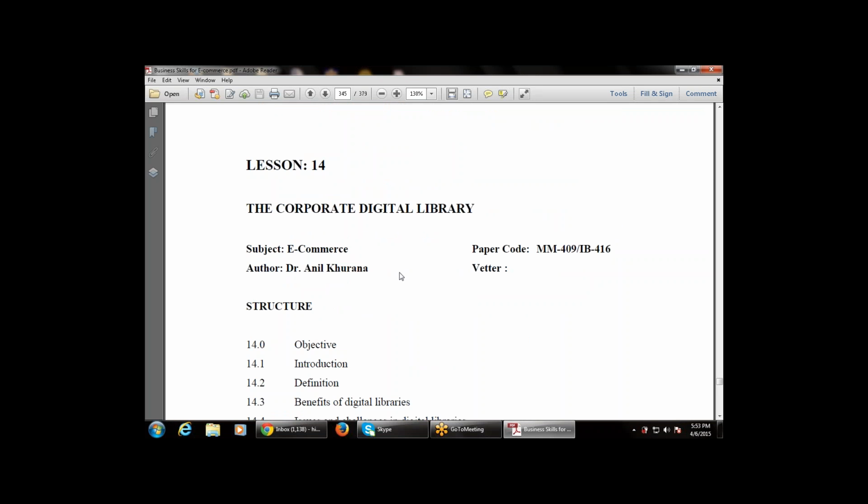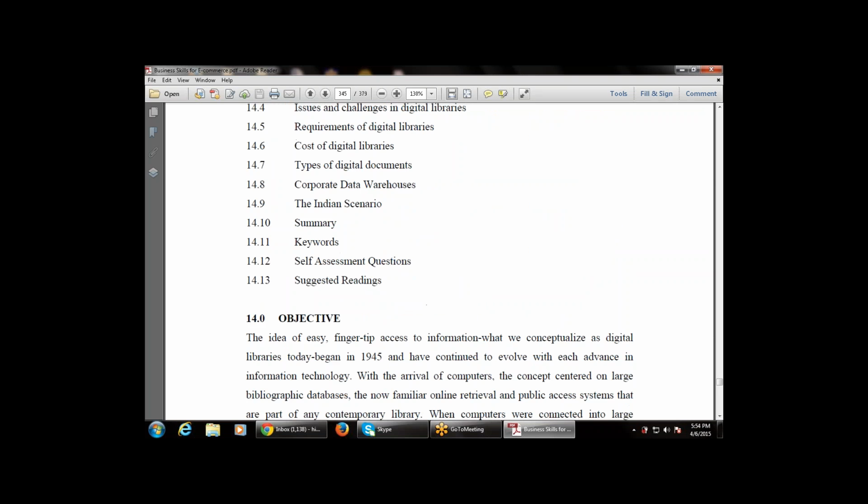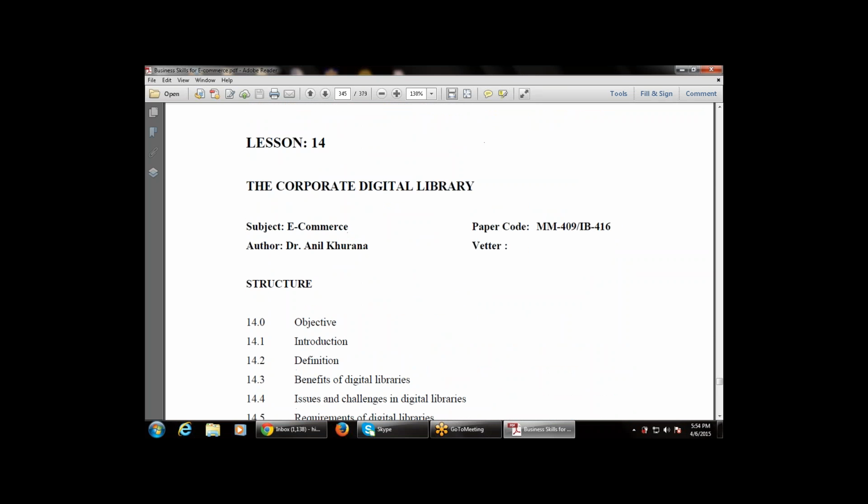Now the next chapter is chapter number 14, the corporate digital library. I am not going to start it right now, so let's stop over here. We are finished with chapter 13, Intranet and the corporate finance. The next chapter, corporate digital library, I will discuss in the next class, tomorrow's class.